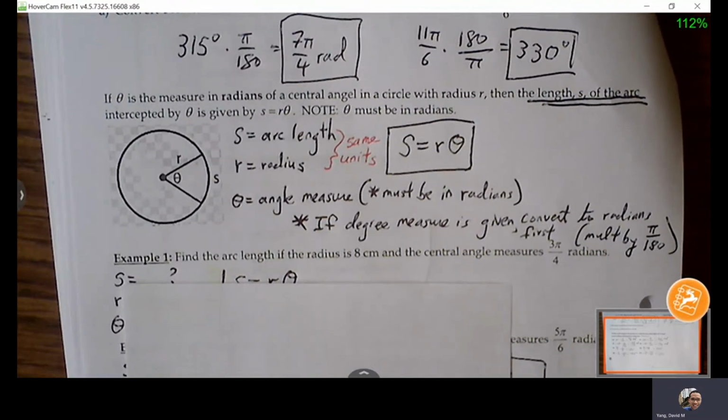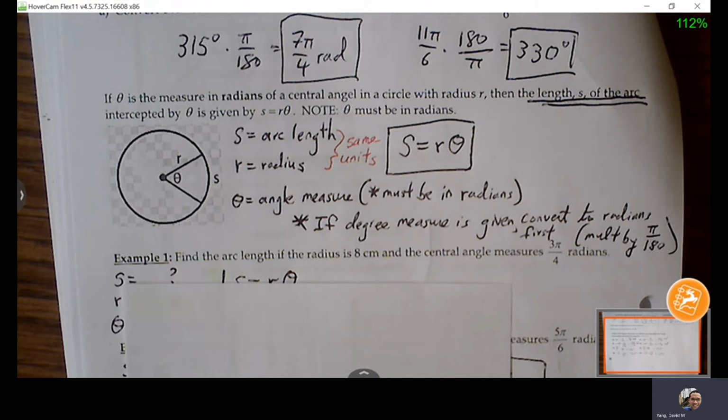So arc length is not going to be a degree or a radian measure. Arc length is basically, imagine taking a string and following it along the path of that arc, and then taking that length, straightening it out, and then measuring it against a ruler, and then asking what that length is. Okay. So your arc length and radius will always share the same units.